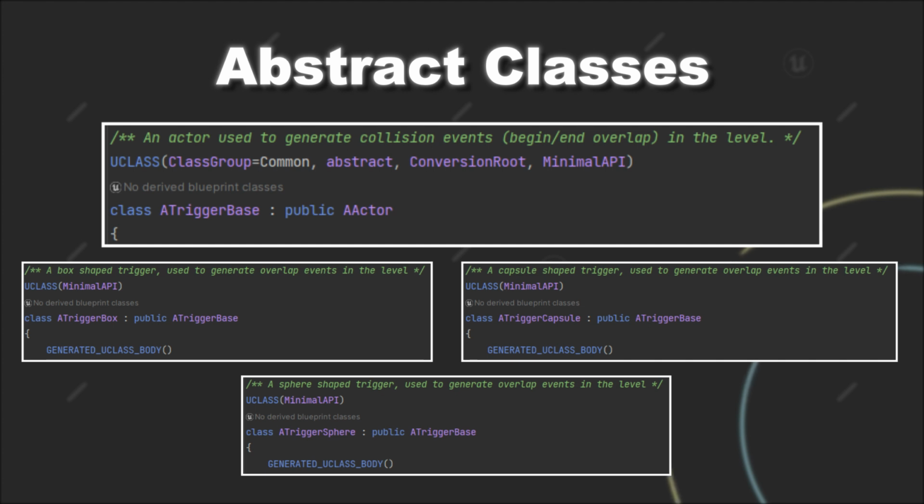So you can utilize the abstract specifier if you want to prevent adding instances of a class to your level if it is used as a foundation for other classes.